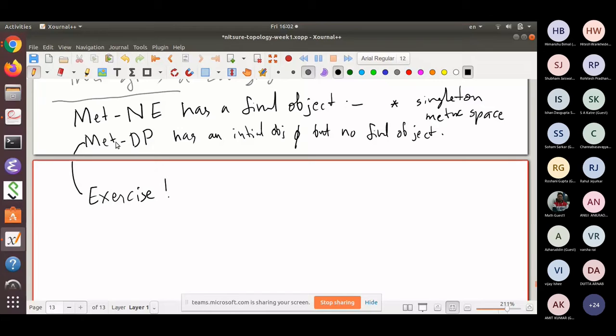So here's an exercise actually that shows that. Later I'll say more things. You see, these are actually subcategories, Metric, DP. Sir? Yes, go ahead. Sir, in this Met, can you explain how a singleton metric space is a final object? Yes, I will.